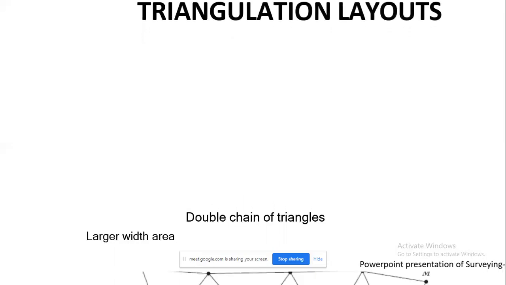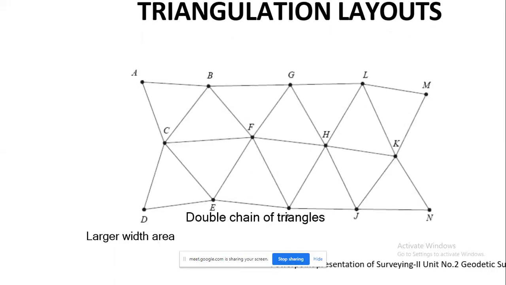Next one is the double chain of triangles. You can see here, as compared to single chains, the single chain was restricted to this much part only, but here it can be used to cover a greater area, that is, a larger width of area.